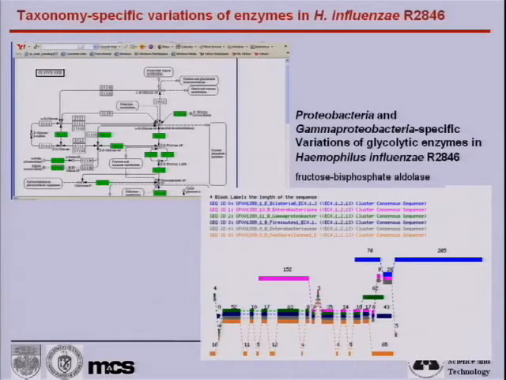How different are these taxonomic variations of enzymes? This is a small example which will show you. This is fructose bisphosphate aldolase, another glycolytic enzyme. The yellow line is the consensus sequence for Pasteurellacea, which is Haemophilus. The blue line is the eukaryotes. The pink line is Enterobacteria, and this is the alignment as represented by Powys.